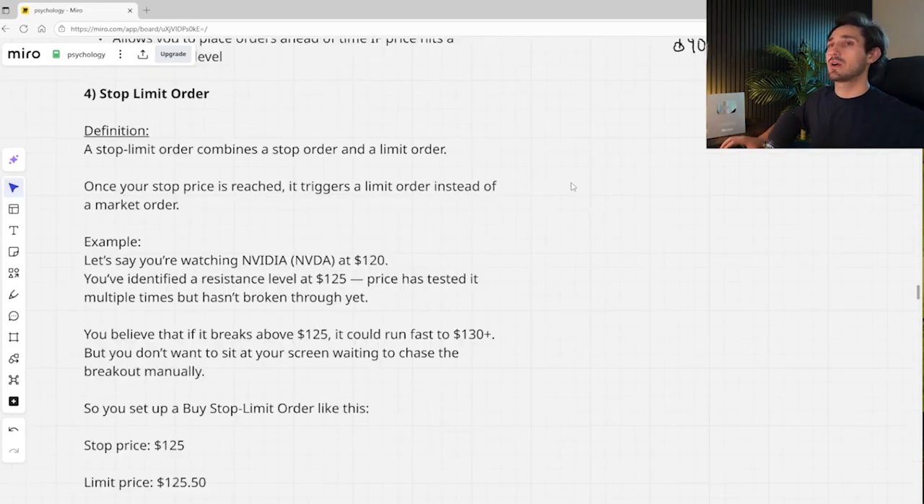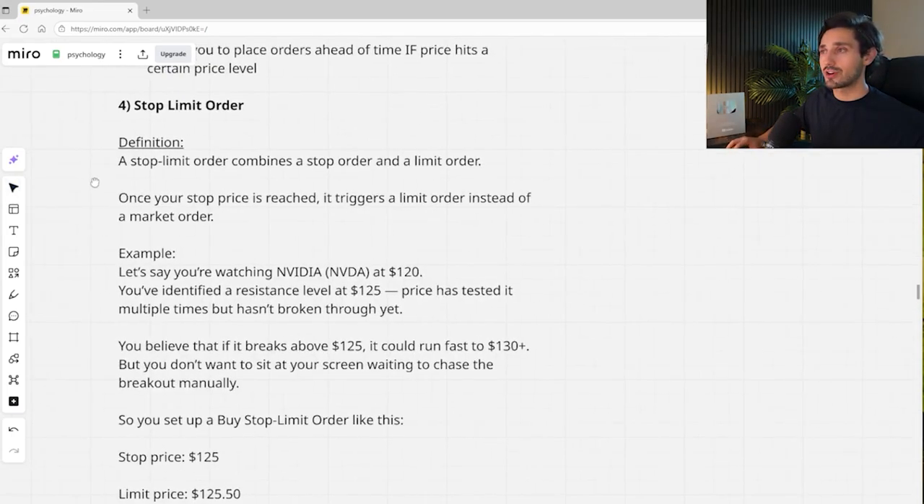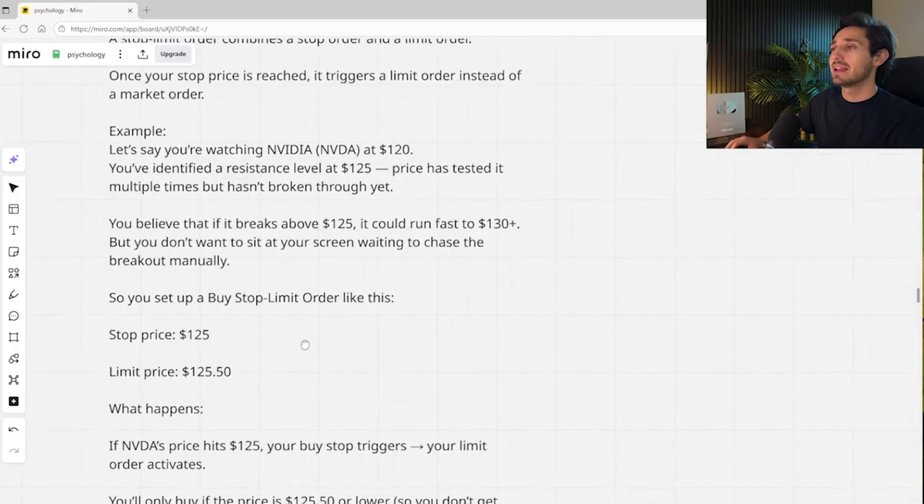Let's go ahead and talk about what a stop limit order is. And just like the name suggests, a stop limit order combines a stop order and a limit order. So once your stop price is reached, instead of it triggering as a market order like I talked about in the last example, instead it triggers as a limit order. So instead of a market order, it triggers as a limit order. Let me explain why this is important and how it works.